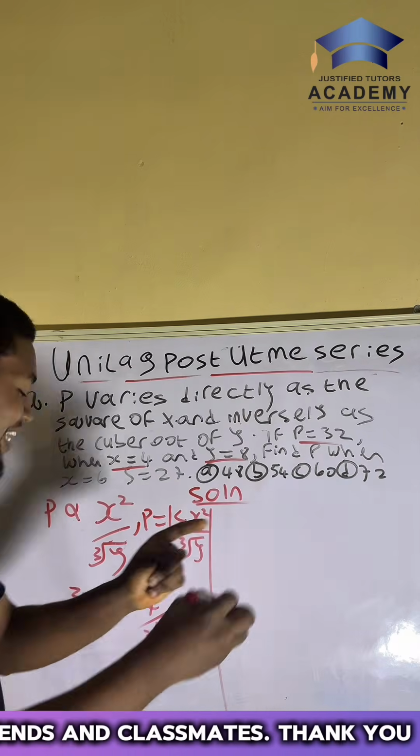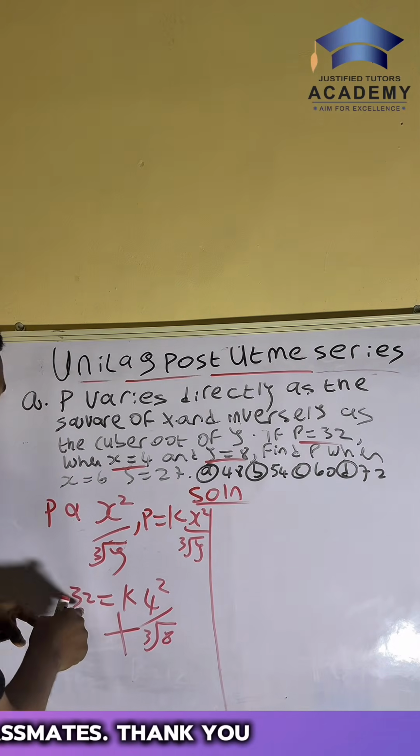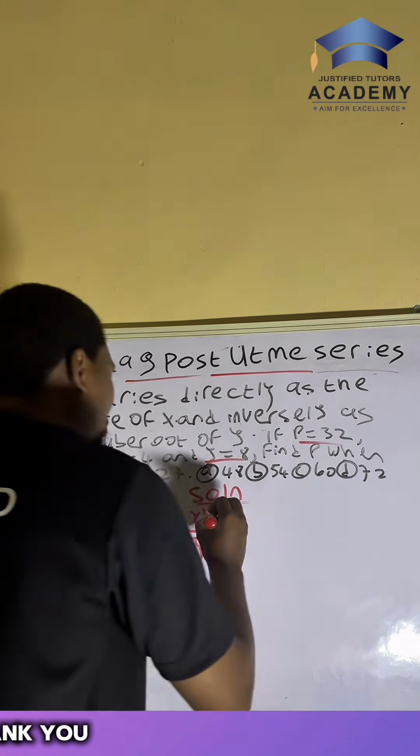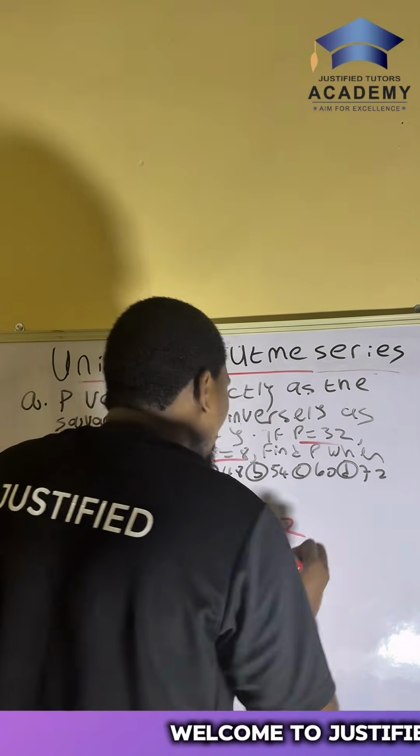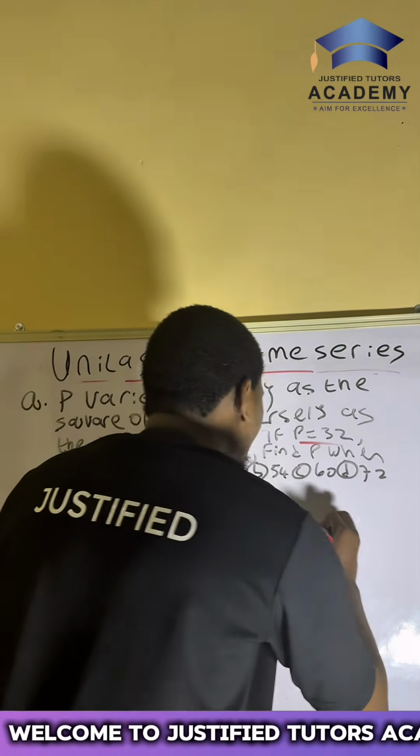Now, this gives us what? Immediately, please, without wasting time, just cross multiply. So this one will go and multiply this one. So we'll be having 32 times the cube root of 8. What's the cube root of 8? It is 2, because 2 to the power 3 is 8. So we now move on.